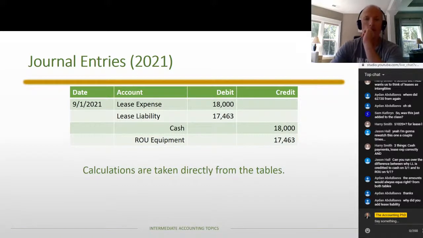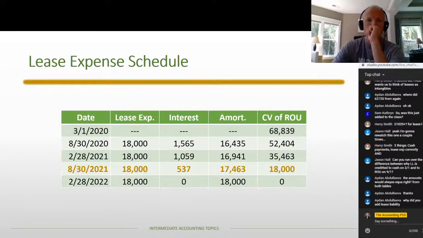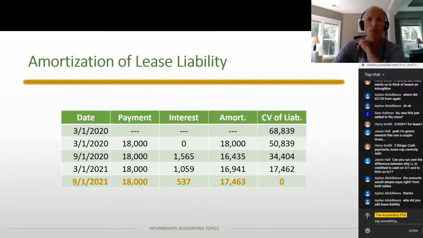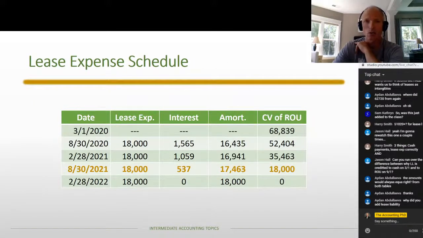Now the one thing I want to highlight, I'm going to go back to it just so you can see it. So notice that with the lease liability, we are at the end of the amortization table, which means we are done with the lease liability as of this date. There's nothing left for us to do with the lease liability. However, notice that we are not done with the lease expense schedule. There is still a lease expense that we will continue to incur, and there's a continuation of the amortization of the right-of-use asset. So those two items will continue even after September 1st, 2021. But the lease liability, we're done with it at this point in time.